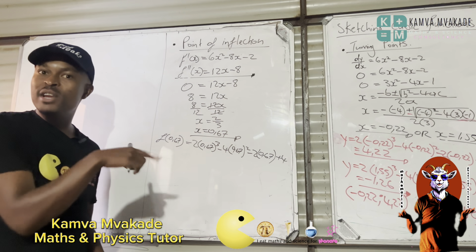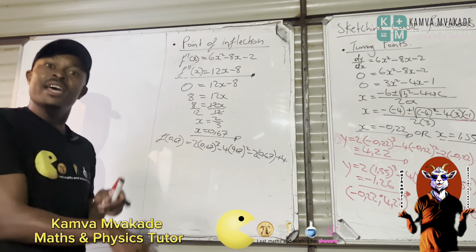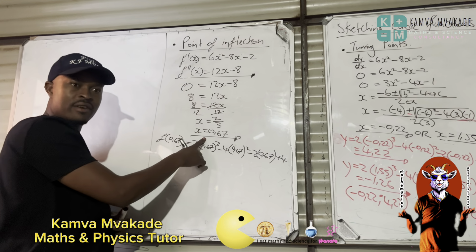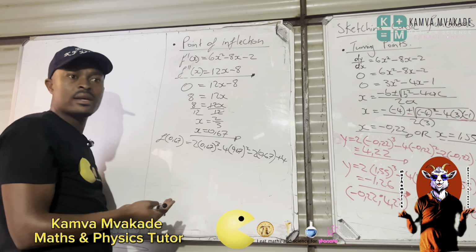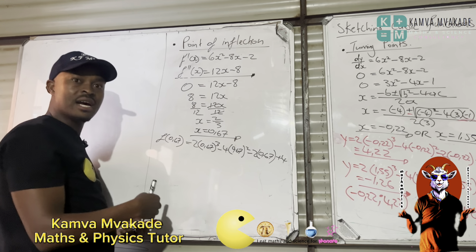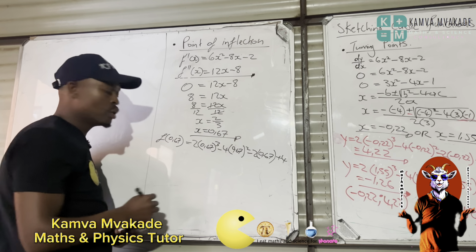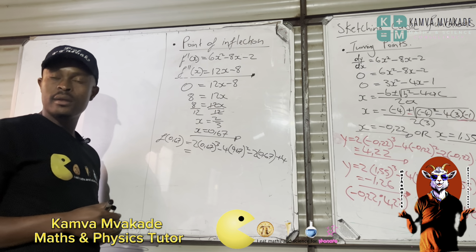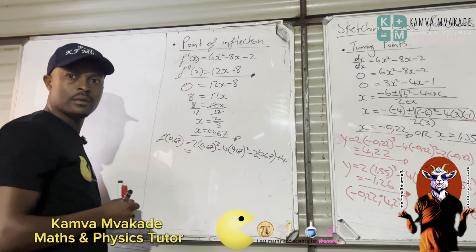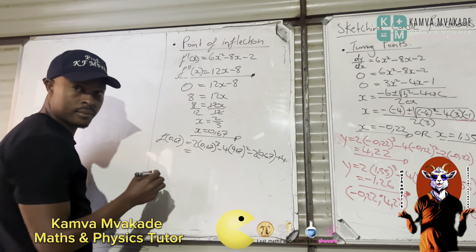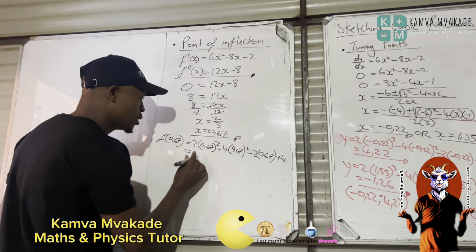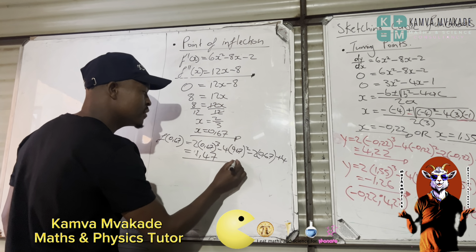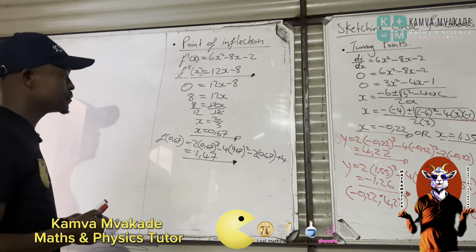The formula for y is different from the formula for the gradient. Once we found the x value, we find the y value. The y value uses the original formula, and we substitute x. So 0.6666 gives 1.48, or 1.47. It's fine, just like that.